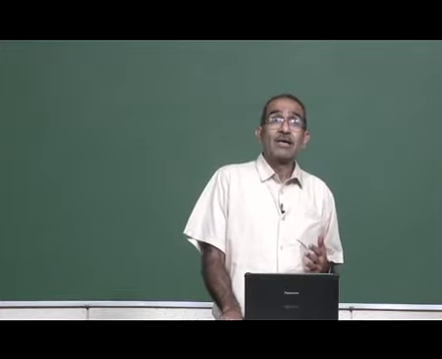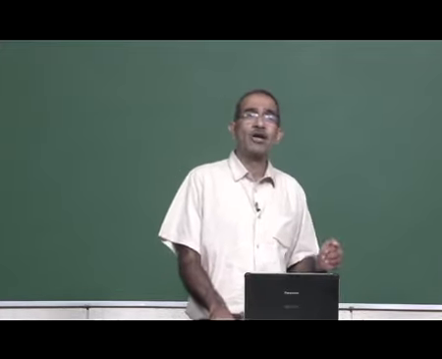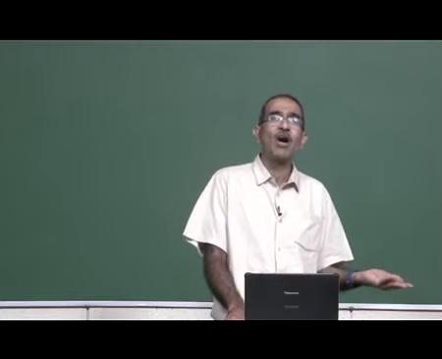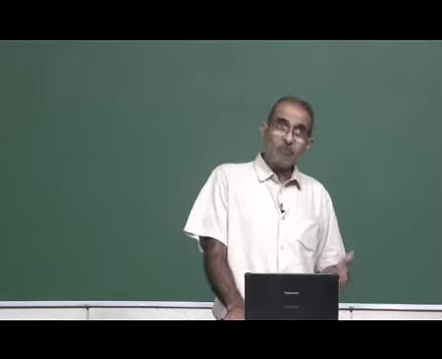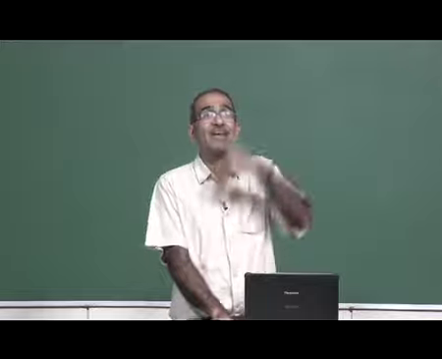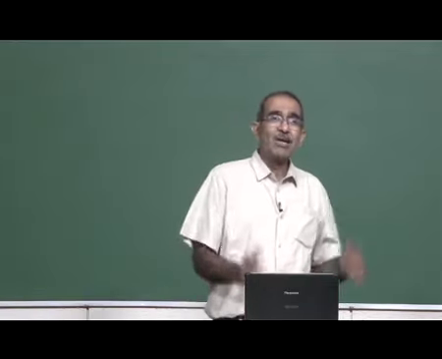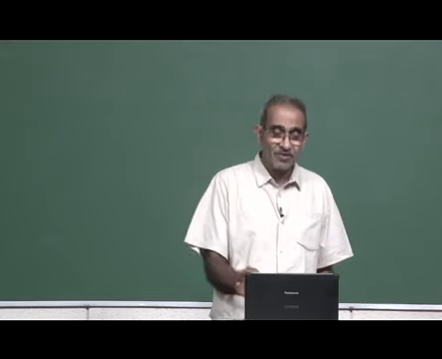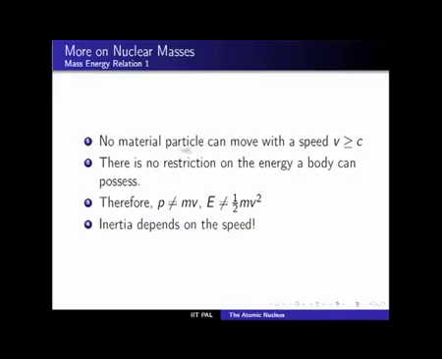For example, electromagnetic waves when quantized become photons. Of course, electromagnetic wave moves with what? The speed of light, and therefore photons also move with the speed of light. So, we want to make a distinction between that kind of a particle from the material particles, whatever we understood from classical physics. Therefore, we say no material particle can move with the speed v greater than or equal to c. However, there is no restriction on the energy that a body can possess. Why? If I keep on pumping energy, the energy of the body keeps on increasing. There is no restriction. So, we have a problem.